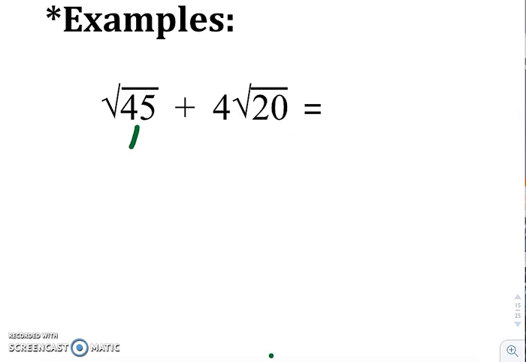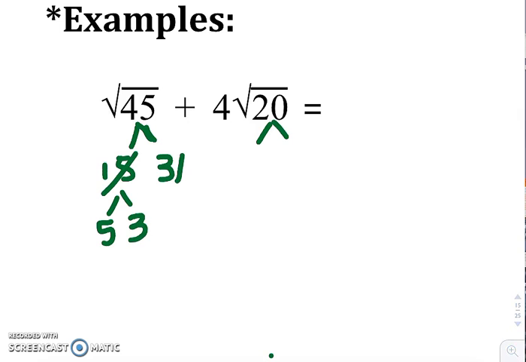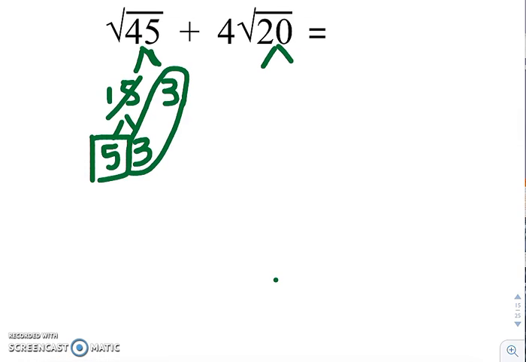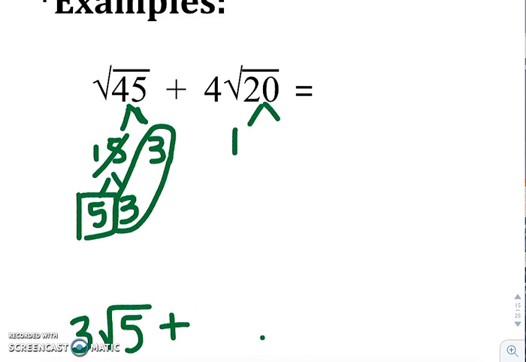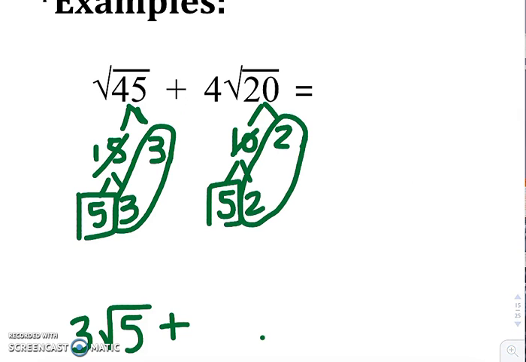So we need to simplify both of these and hope that after we do that, they are the same kind of root. So let's see, 45 could be 15 and 3, 9 and 5. So pair or perfect square of 3, 5 is going to stay underneath. Bring down the plus sign. 20, we could do 10 and 2, 4 and 5. Perfect square. This guy is left.